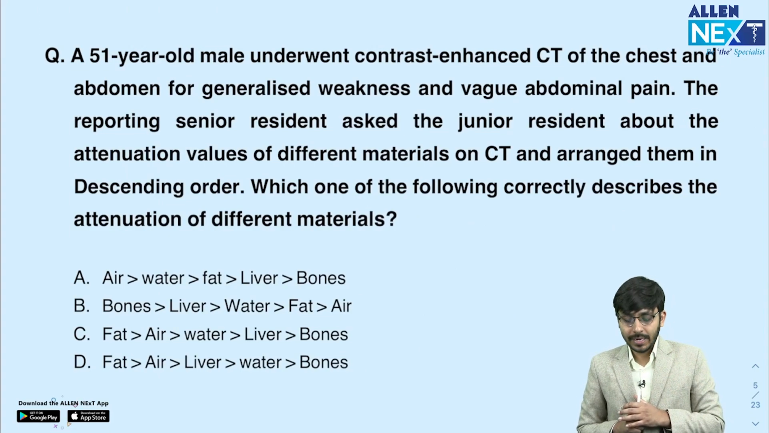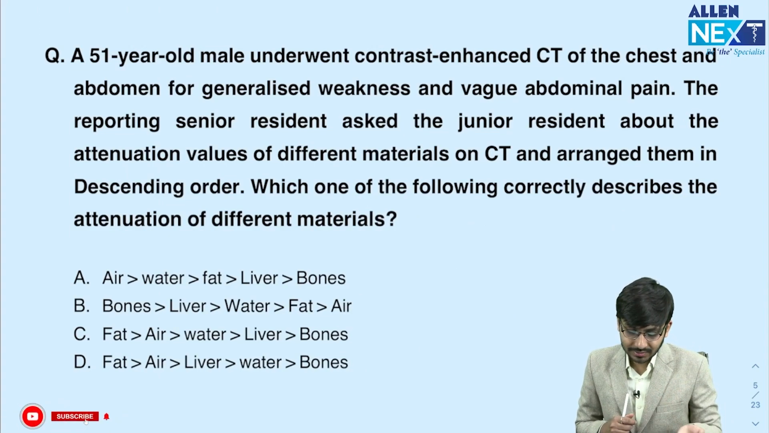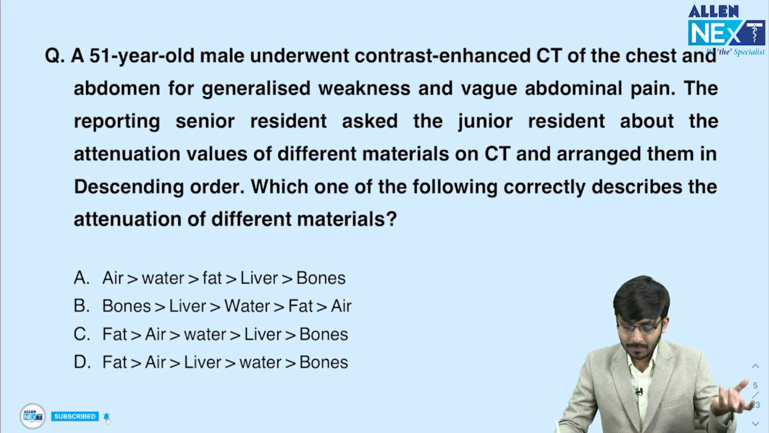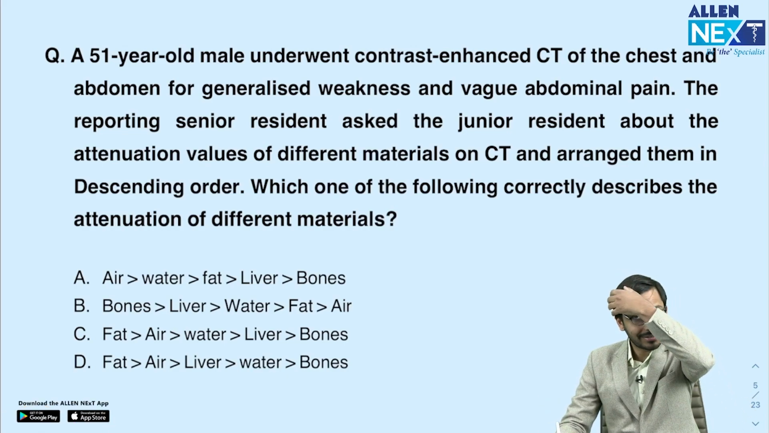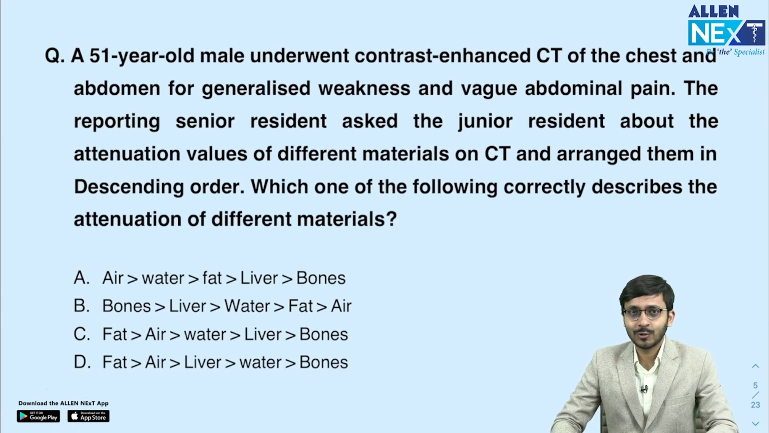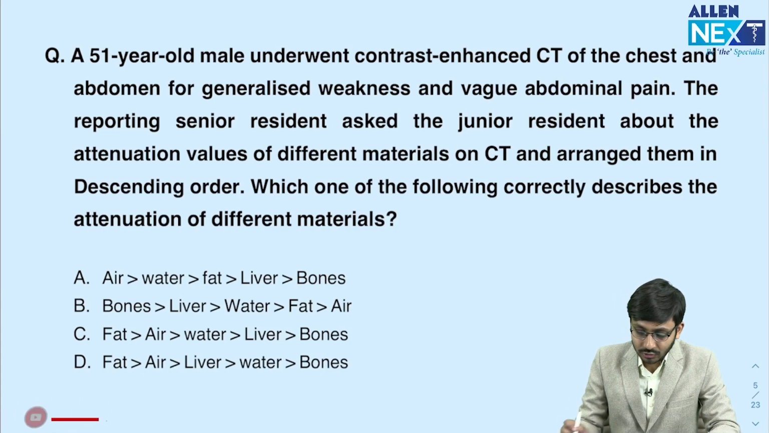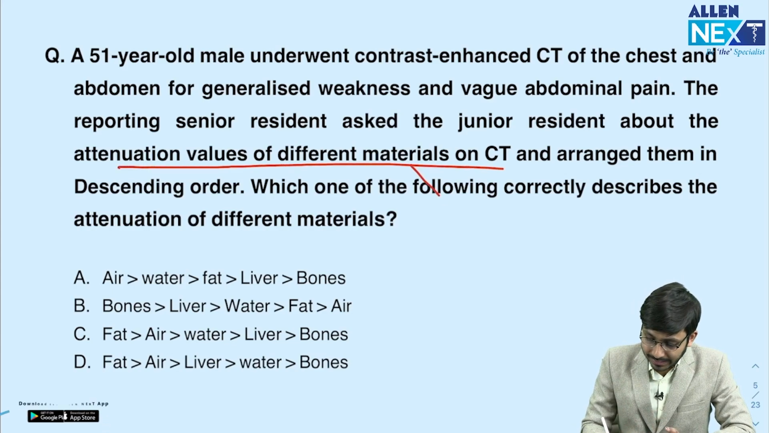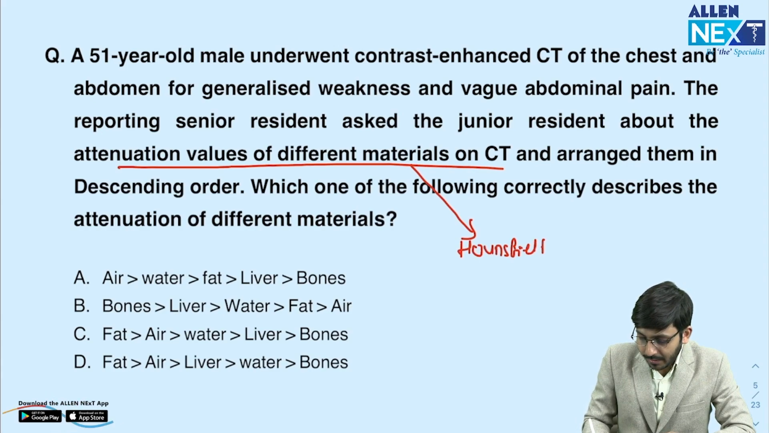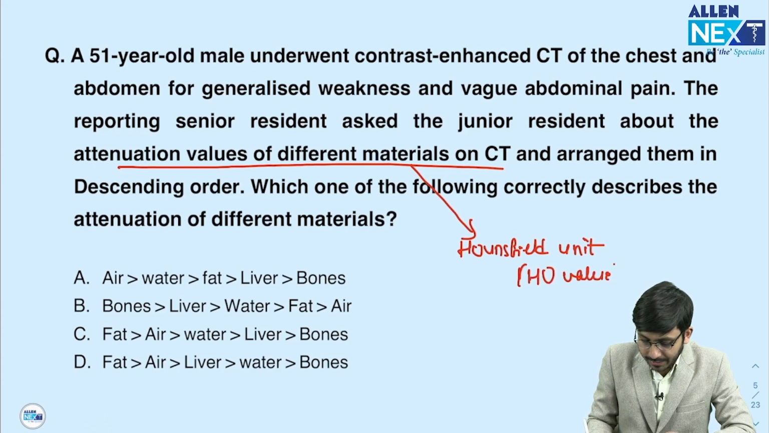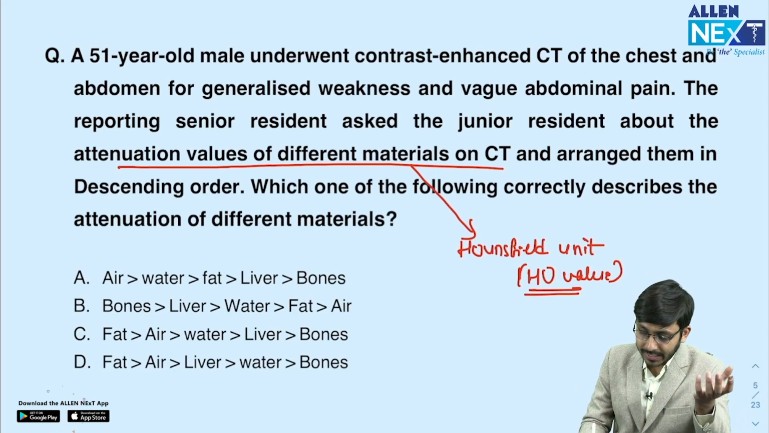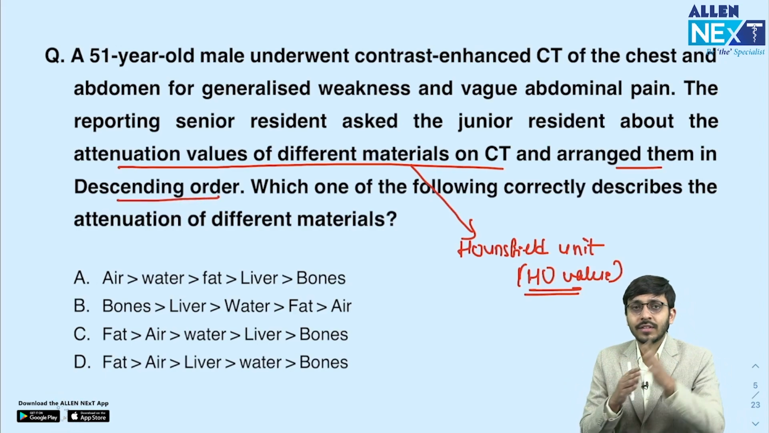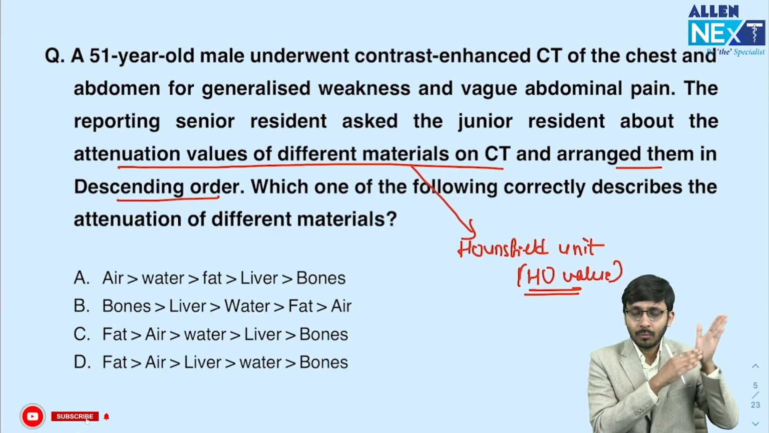A 51-year-old male underwent contrast-enhanced CT of the chest and abdomen for generalized weakness and vague abdominal pain. Now, the reporting senior resident asked the junior resident about the attenuation values of different materials on CT. So we want to look at the HU values. How do we look at the attenuation values of materials on CT? By Hounsfield unit, or we call it HU value. The question is asking us to arrange them in decreasing order. So whichever has the maximum HU value, we'll put it first.